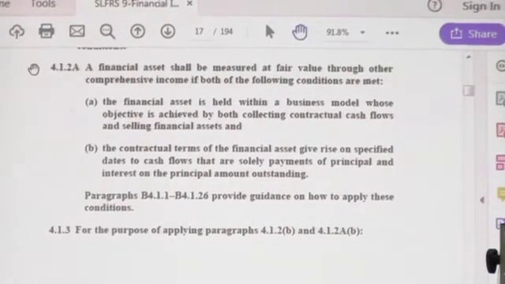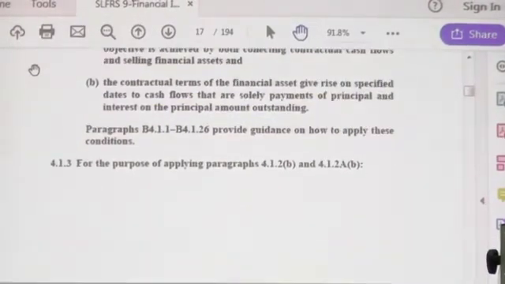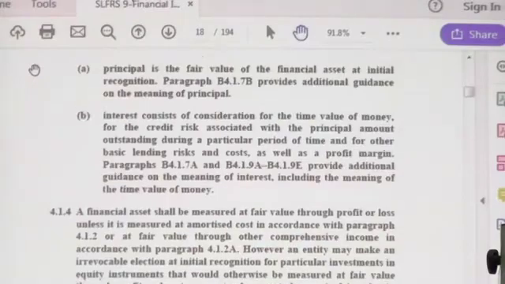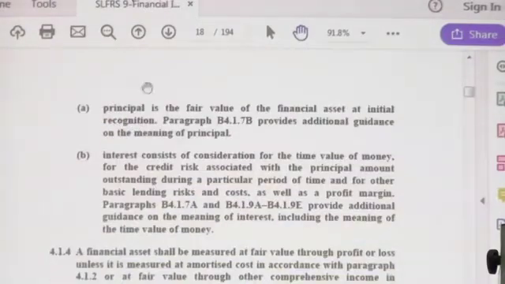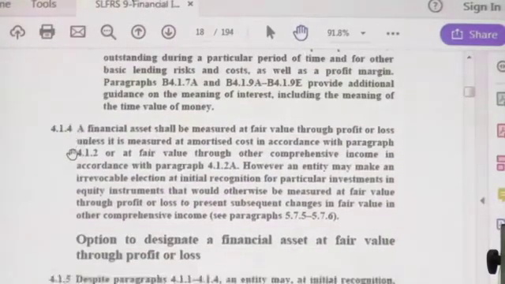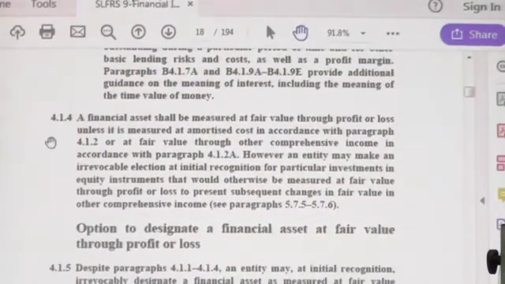Clear? This 413 actually explains what is principal and what is interest, as I explained to you. Got it? Just read. 413 explains what is principal and interest. Then take 414. Right? A financial asset shall be measured at fair value through profit or loss unless it is measured under 412 and 412A. See, debt instrument, right?